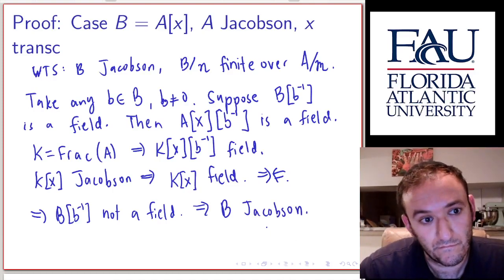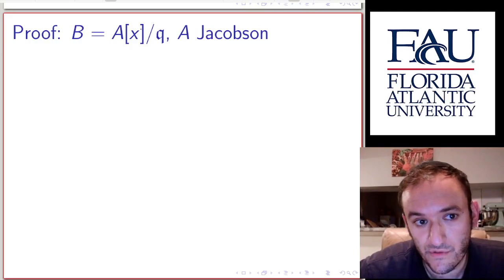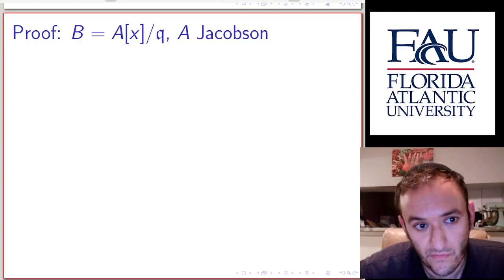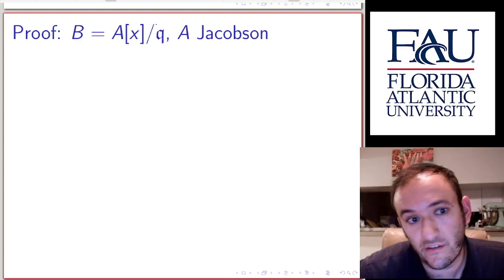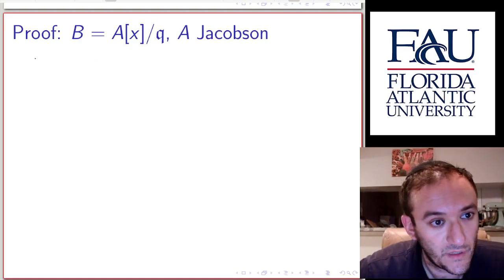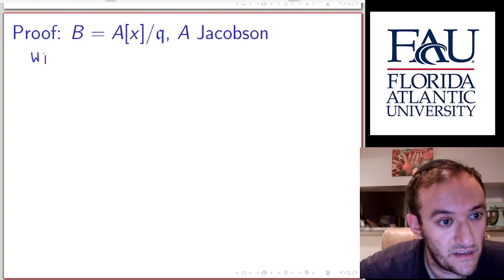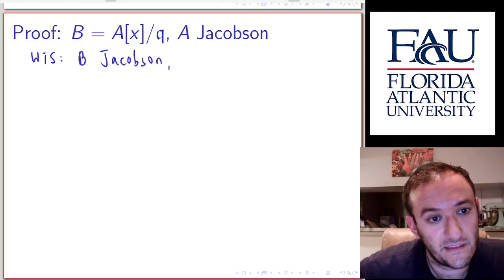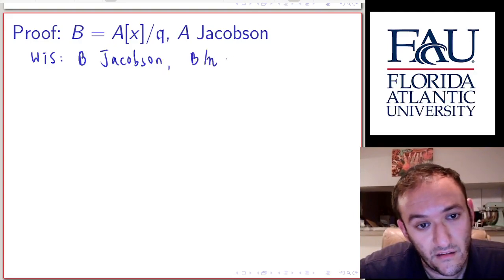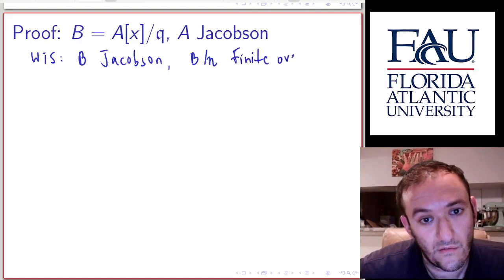Okay. Now let's consider the case where B is equal to an extension of A, a Jacobson ring, but X is not a transcendental element. There are some algebraic relations on X. So again, we want to show that B is Jacobson, and that B mod n is finite over A mod m.